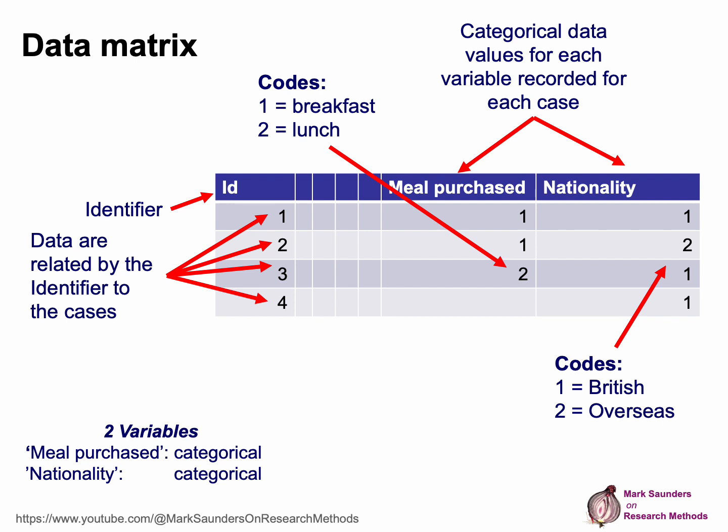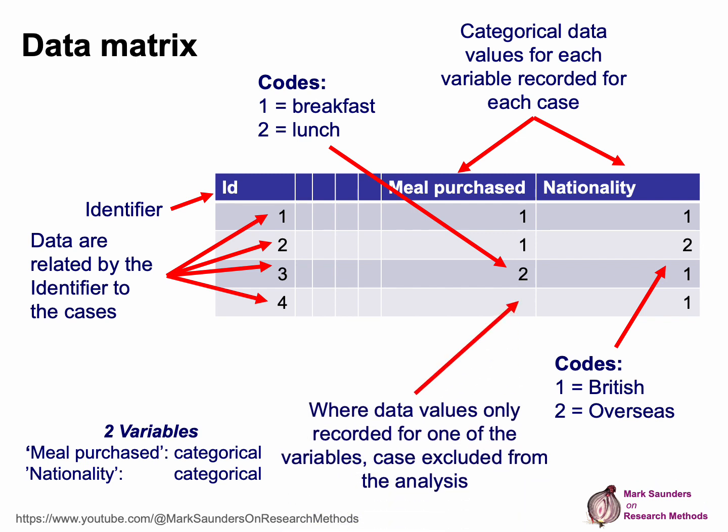For meal purchase, the code 1 equals breakfast and the code 2 equals lunch. For nationality, although we have the same numbers, these codes for this variable represent different things. So 1 represents British and 2 represents overseas. And where we only have data values recorded for one of these variables, we have to exclude this from any analysis involving both variables. And that's our simple data matrix. So each row represents a separate data set case, and each column represents a separate variable.